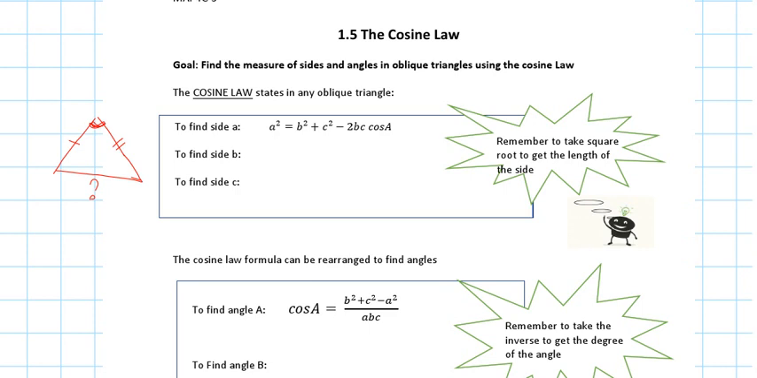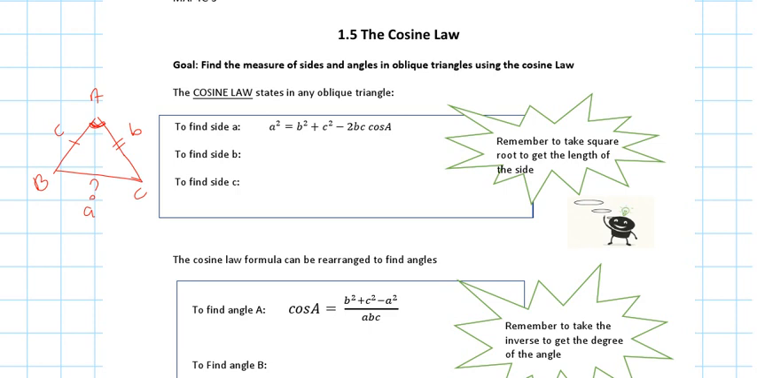Okay? And the law says, let's say if you know angle A, so in this case, you know side C, you know side B, and angle A. Okay? So in this case, you're solving for side A. To solve for side A, the law says it's A squared equal to B squared plus C squared minus 2BC times cosine angle A. Okay?